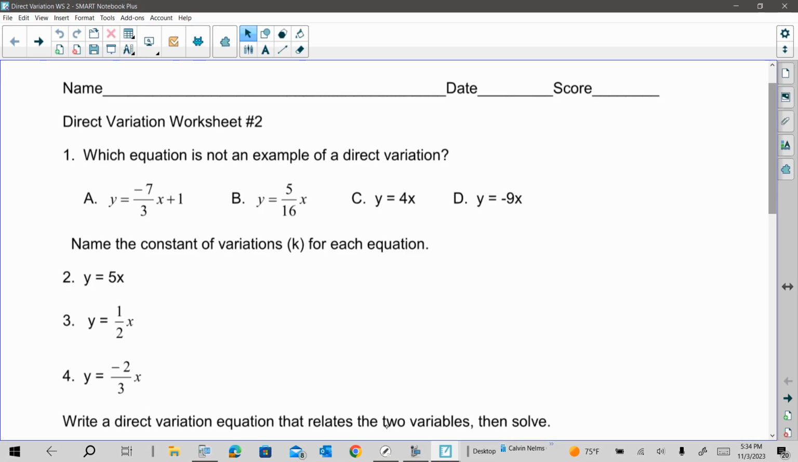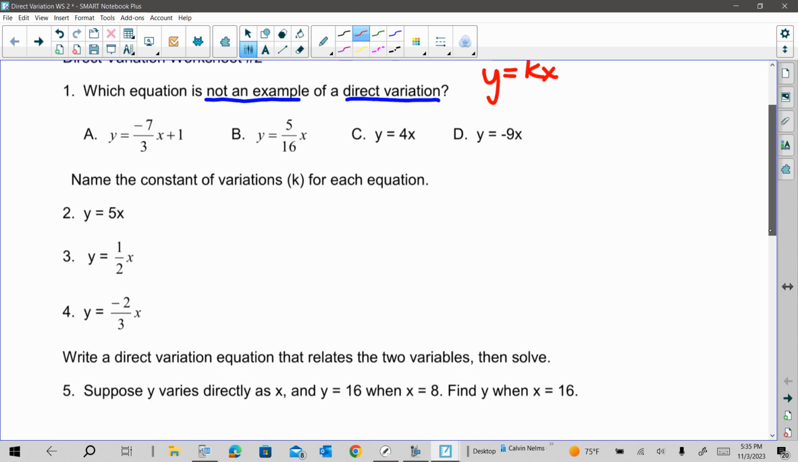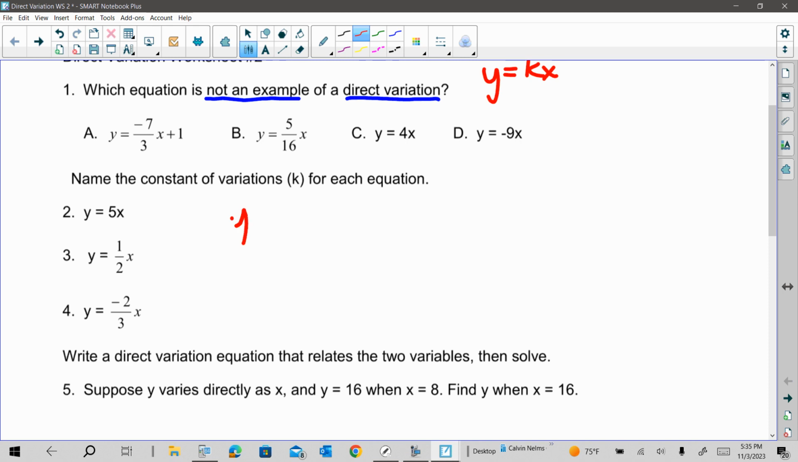Now, the first question here is they want you to determine which one is not an example of a direct variation. A direct variation has to be in this form, y equals kx, k times x. So on here, you're trying to pick the one that does not have that. Anytime we're adding or subtracting to the slope, it's not going to be a direct variation. It's not going to go through the origin.